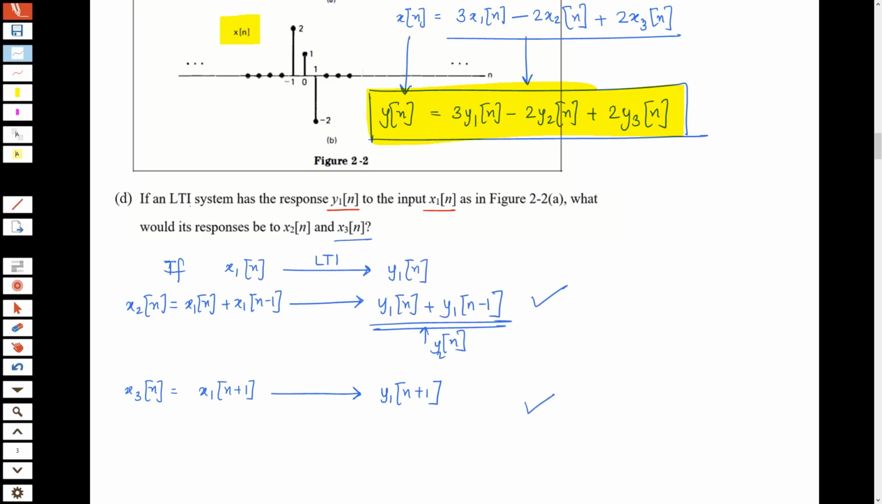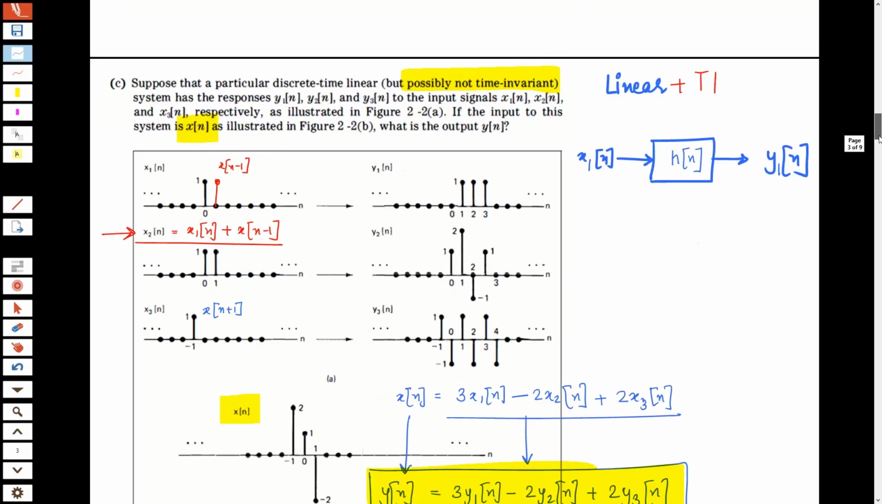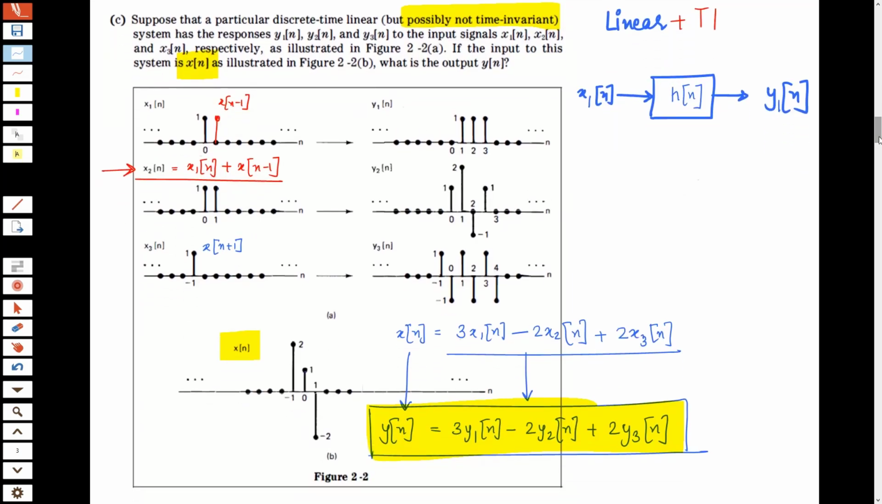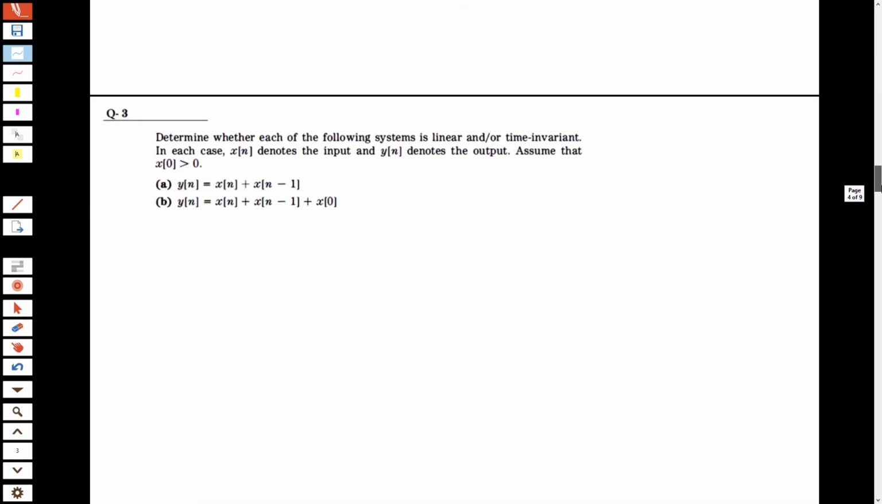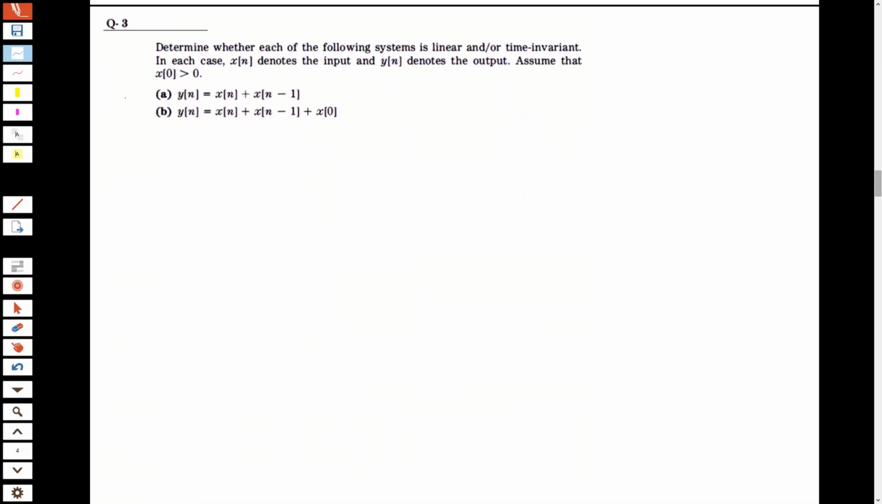Understand that here it said LTI, that is why we were able to write like this. In the previous case, it did not say that it is time invariant. That is why we were trying to represent it in terms of scaled versions of x2 and x3. Moving on to the next question.